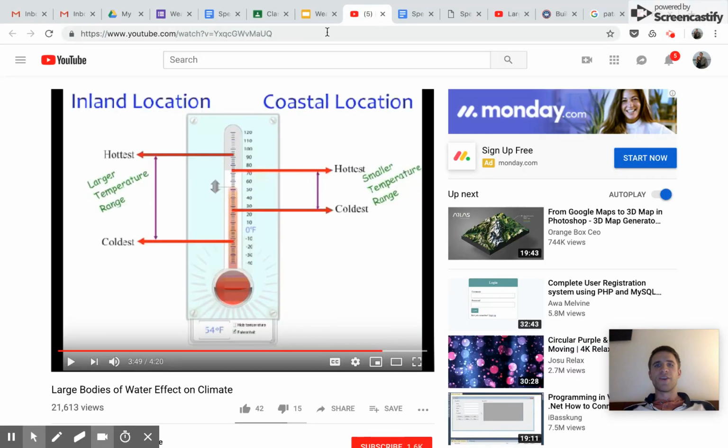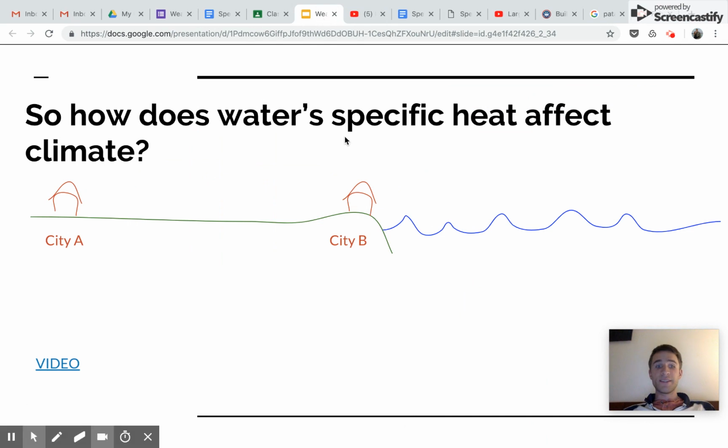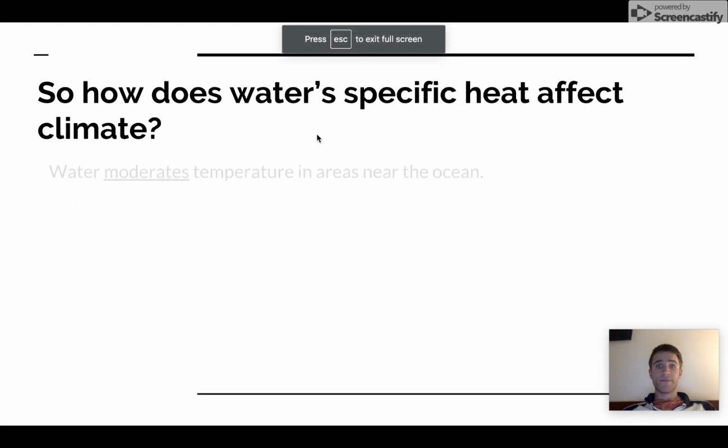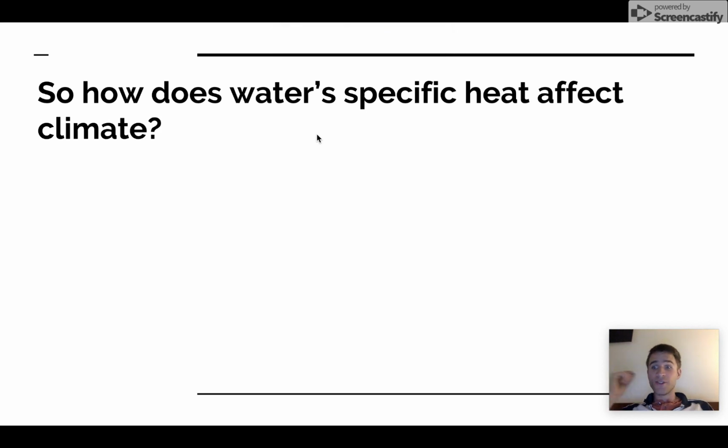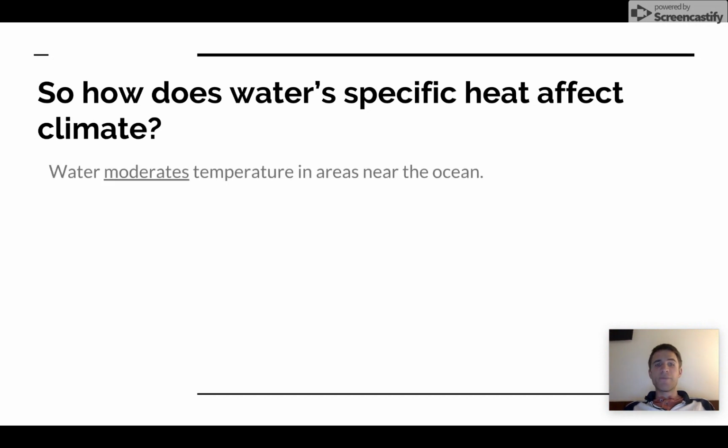You actually don't have that in your notes. That's okay. But what we learned from that, how does water-specific heat affect climate? How does the fact that water is unique in that it takes a long time to heat up or a long time to cool down, how does that affect climate? Well, if you live near water, water moderates the temperature in areas near ocean. Moderating means instead of being extremely hot or extremely cold, it makes it more in the middle.